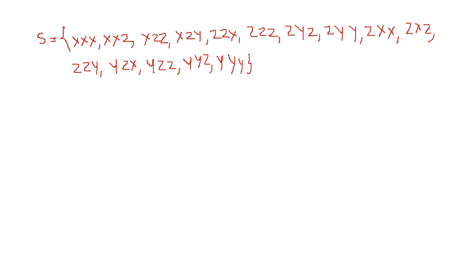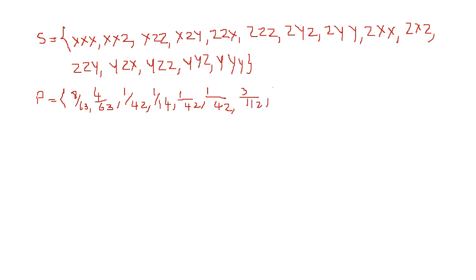So these are the three symbol intervals from your tree diagram, and the respective probabilities for these three symbol messages will be 8 by 63, 4 by 63, 1 by 42, 1 by 14, 1 by 42, again 1 by 42, then 3 by 112, 9 by 112, 4 by 63, 2 by 63, 1 by 28, and 1 by 14.